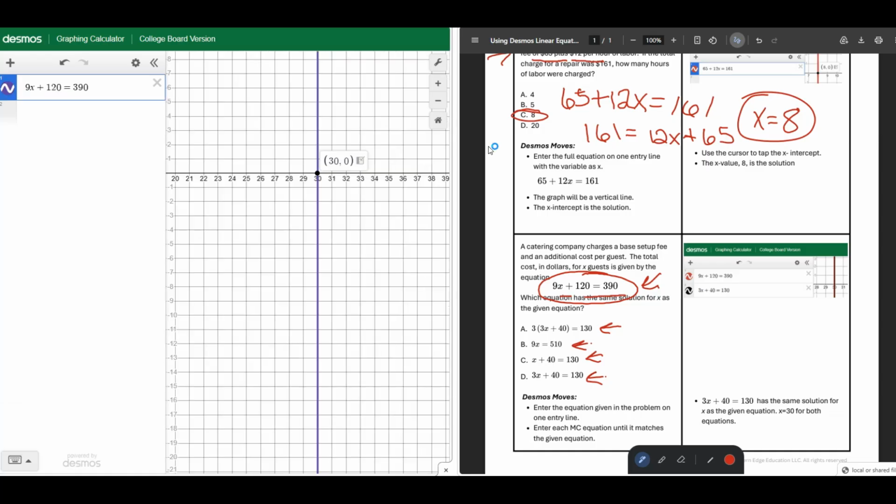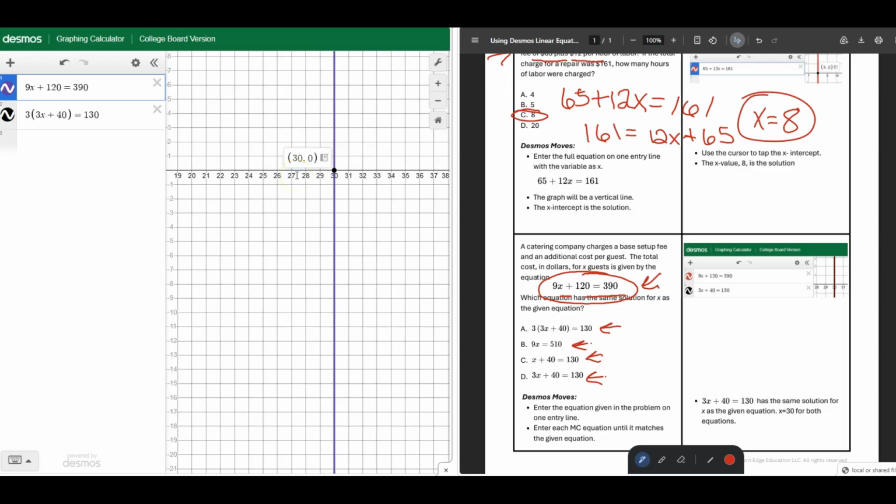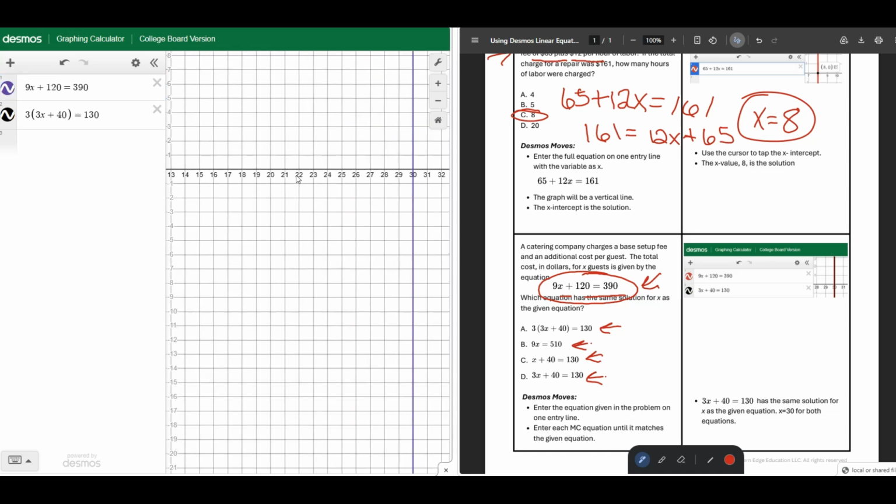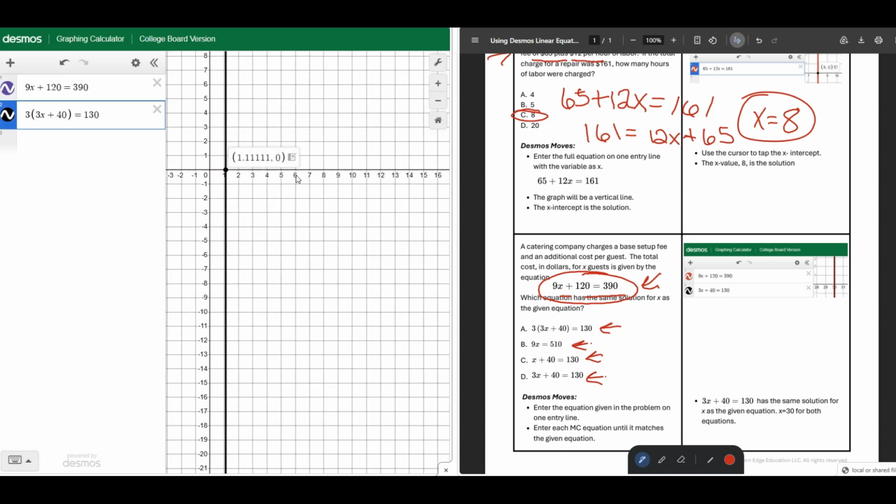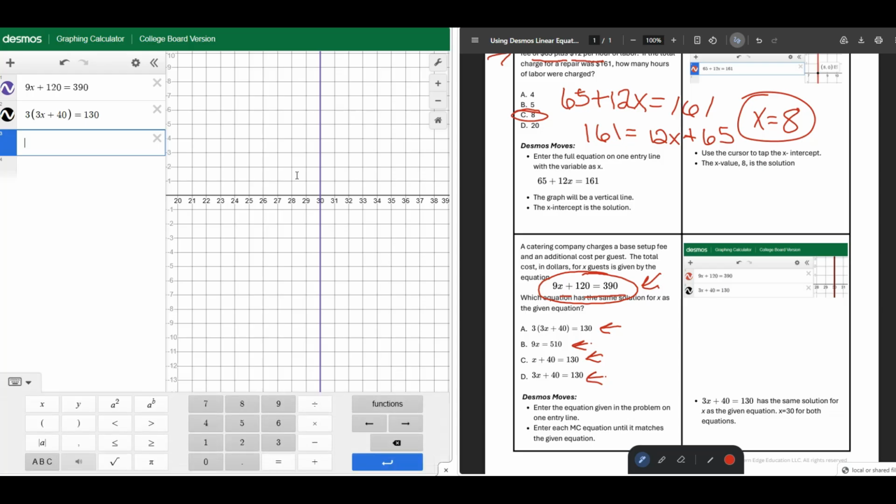Okay, the original equation when I typed it in gives me a vertical line and an x-intercept at 30. So now I'm going to start typing each of the multiple choice options underneath the original equation, to see which one matches the same vertical line and has 30 as the solution. Option A does not match my purple vertical line. Actually, it is all the way over here at 11. Now I will type in B.